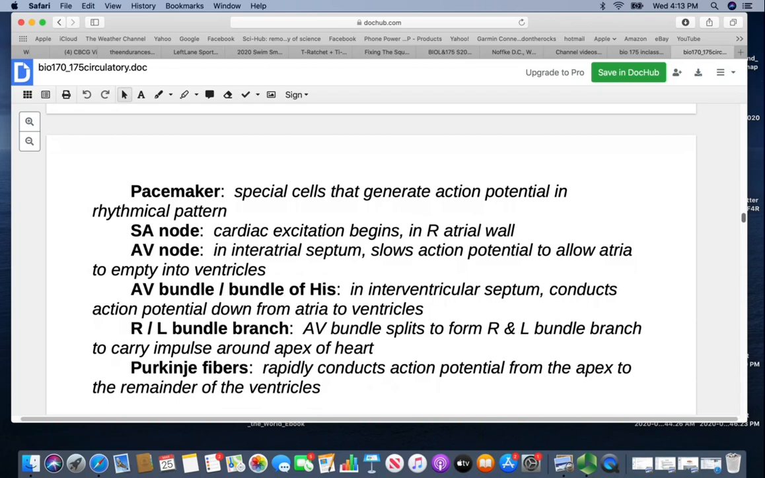This will then spread down the AV bundle or bundle of His. It's in the interventricular septum, and it's going to conduct the action potential down from the atria to the ventricles. The right and left bundle branch is going to split and carry the impulse around the apex of the heart. And then the Purkinje fibers will spread out over the ventricles and rapidly conduct the action potential from the apex to the remainder.